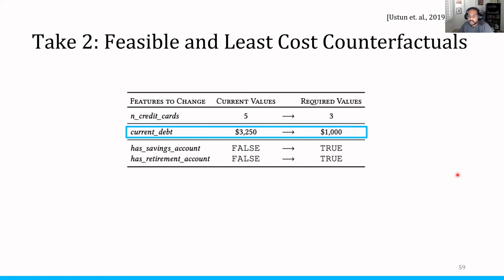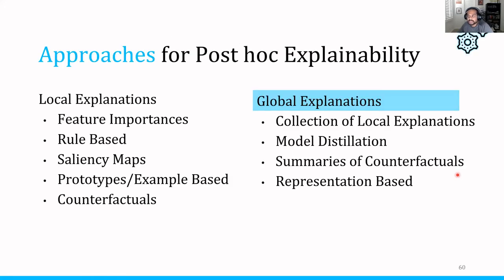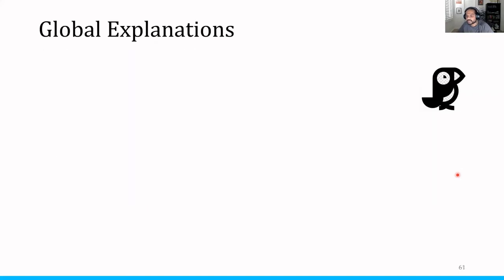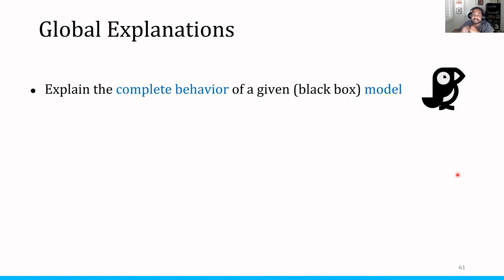Okay. There is a lot of work on global explanations as well. A lot of them are actually based on local explanations: taking a bunch of them, collecting them, and giving them as a global explanation. There is work on model distillation, summaries of counterfactuals, and so on, which we're not quite going to go into, but I just want to spend a little time explaining that global explanations are actually important to explain the complete behavior of a black box model, right? So you tend to get a bird's eye view of what's happening.